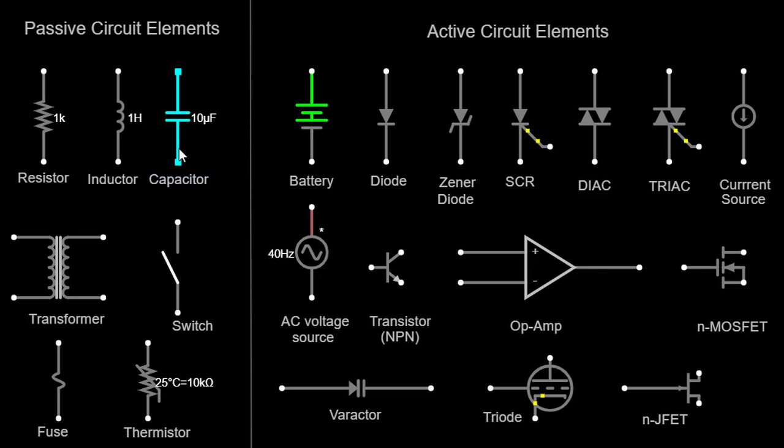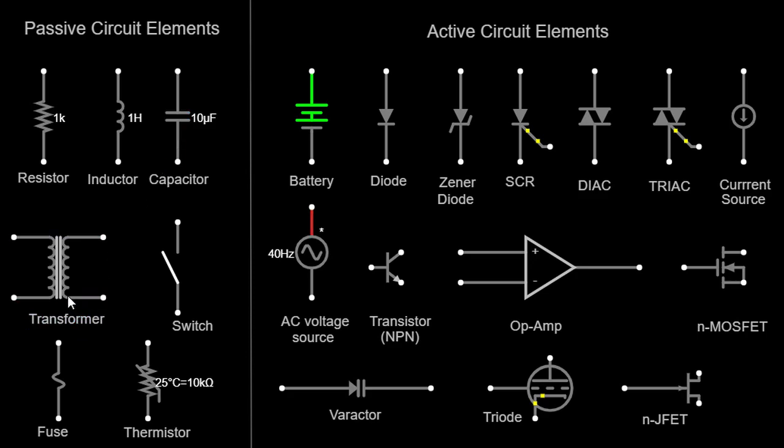Capacitor. A capacitor is a passive component that stores electrical energy in an electric field. It consists of two conductive plates separated by an insulating material called a dielectric. Capacitors are used to store and release electrical energy in circuits. They are represented by parallel lines in circuit diagrams.